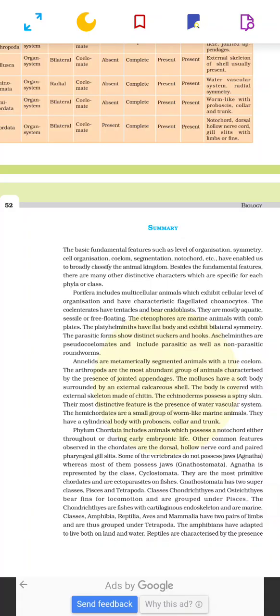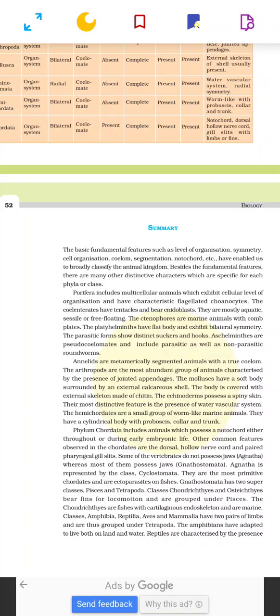Summary. The basic fundamental features such as level of organization, symmetry, cell organization, coelom, segmentation, notochord, etc. have enabled us to broadly classify the animal kingdom. Besides the fundamental features, there are many other distinctive characters which are specific for each phylum or class. Porifera include multicellular animals which exhibit cellular level of organization and have characteristic flagellated choanocytes. The coelenterata have tentacles and bear cnidoblasts. They are mostly aquatic, sessile or free floating.